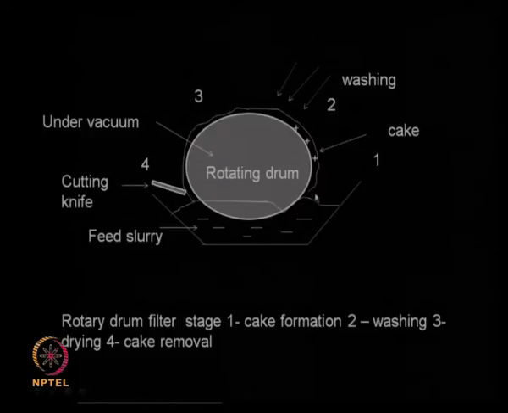You have the cake formation when the drum is inside or dipped into the slurry, and you have a cake. Then here you are doing the washing using water or any solvent. Once again the washing liquid gets sucked inside. This is the drying stage where the wet solid will slowly lose its wetness, because the liquid that is stuck to the solids gets sucked in, and finally here you have a cutting knife and the cake is scraped out and collected, and again the drum is empty and it dips inside the slurry tank. So this process goes on and on.